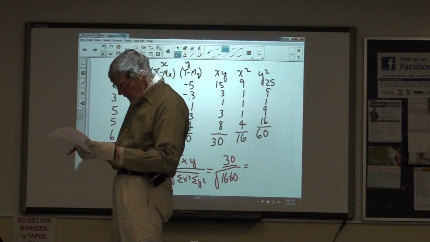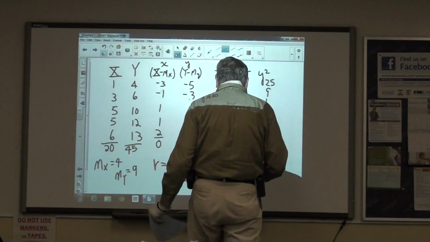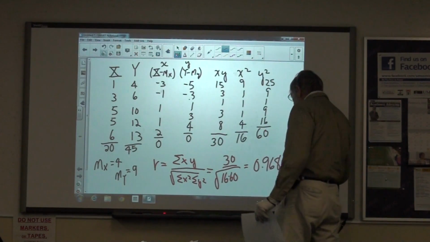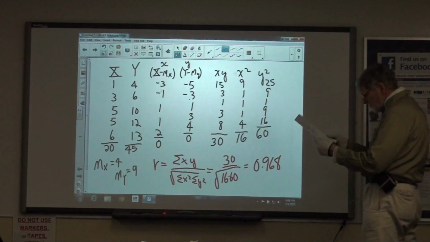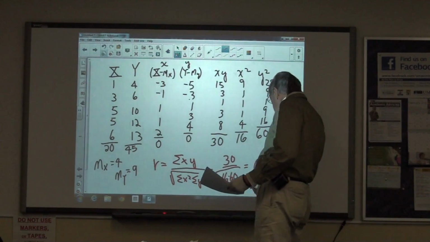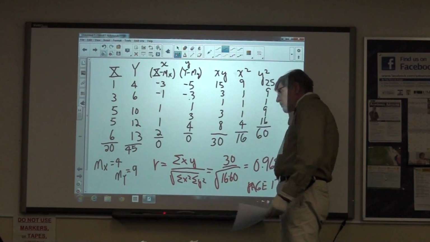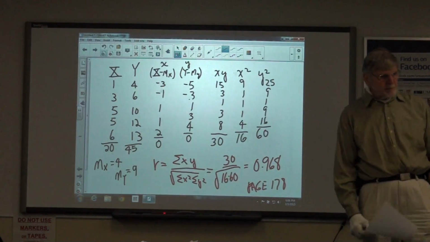Okay, by the way, this is in Lane on page 178. .968. This is what I'm trying. Okay, this is in Lane on page 178. Same data table.